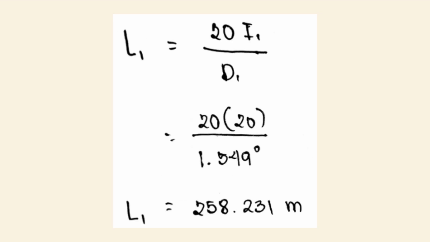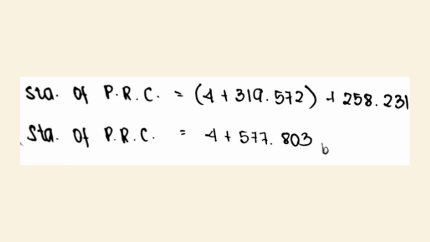319.572. Next, our L sub 1 would be computed as 20 multiplied by I sub 1 divided by D sub 1. We have 20 multiplied by 20 degrees divided by 1.549 degrees. So our L sub 1 would be equal to 258.231 meters.